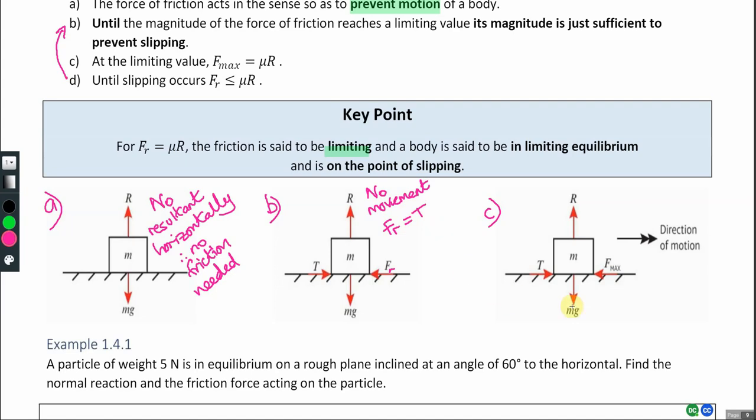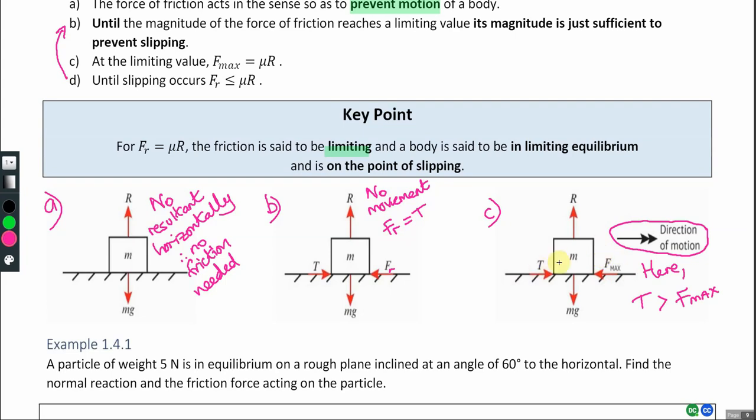Contrast that now with part C, where now we have motion. So this object now in part C is definitely moving to the right. So what must have happened is the T force must have increased to a point where friction could no longer match it. You can see we now have F max. So very importantly here, T is stronger than friction. Friction has a limit, has a maximum value. Once it reaches that value, it can't get any stronger.